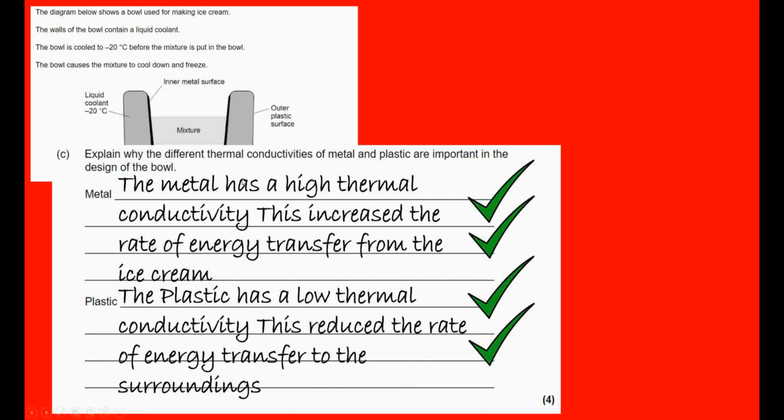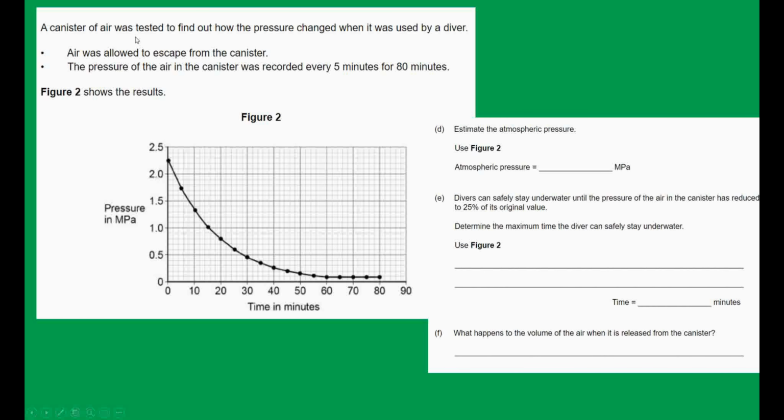Next question is about pressure. A canister of air was tested to find out how the pressure changed when it was used by a diver. Air was allowed to escape from the canister. The pressure of the air in the canister was recorded every 5 minutes for 80 minutes. We need to use this graph to estimate the atmospheric pressure, and then divers can safely stay underwater until the pressure of the air is reduced to 25% of its original value. Determine the maximum time the diver can stay safely underwater.